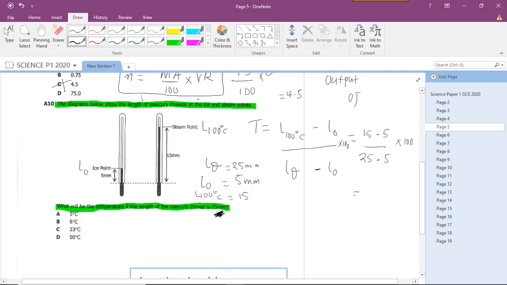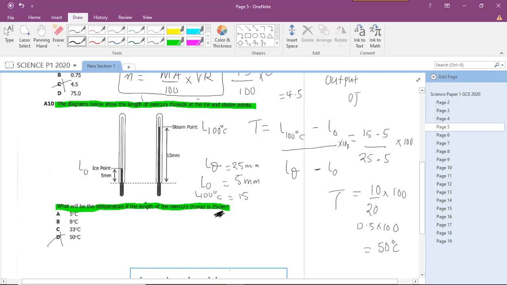So all we have to do now is just start dividing. This would be 10, this would be 20, multiplied by 100. So I'm going to say 10 divided by 20, 0.5, multiplied by 100, we're going to get our temperature as 50 degrees Celsius. So our answer here becomes D.